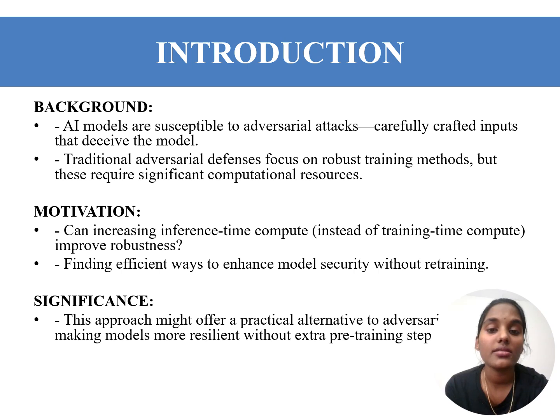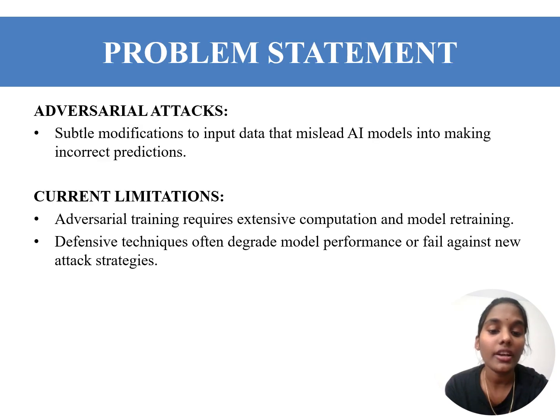Coming to the problem statement, here we have adversarial attacks. These are strategic manipulations of input data designed to fool AI models. Even tiny changes invisible to the human eye can lead the model to make incorrect predictions. Regarding the current limitations, adversarial training is expensive and many defense techniques degrade the accuracy of the model on clean, non-adversarial data. And worst of all, most defenses fail against unseen attack methods.